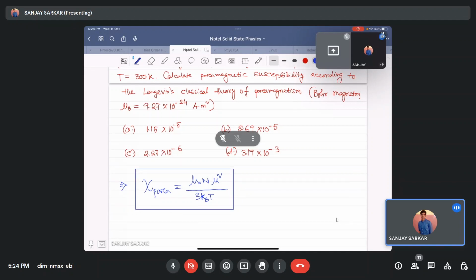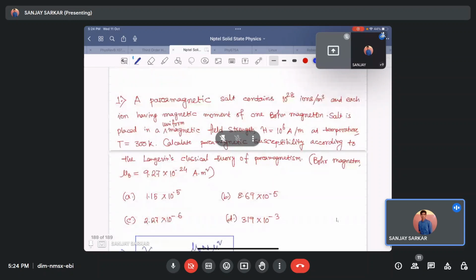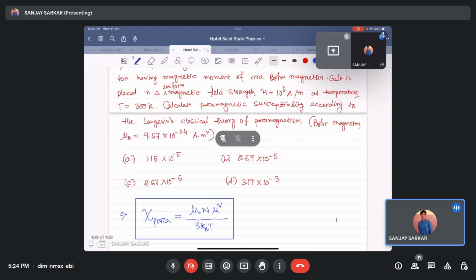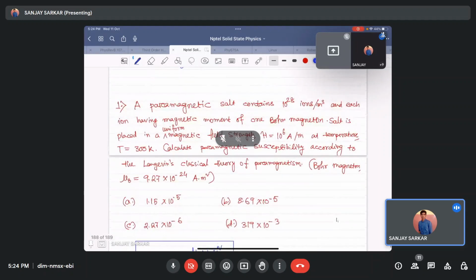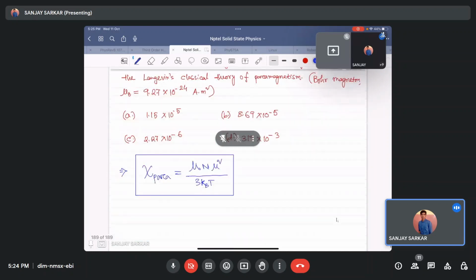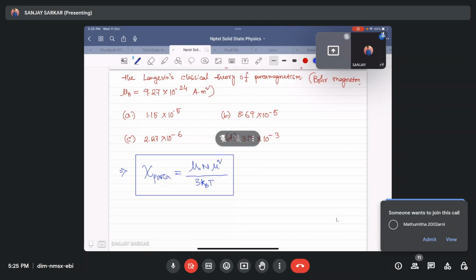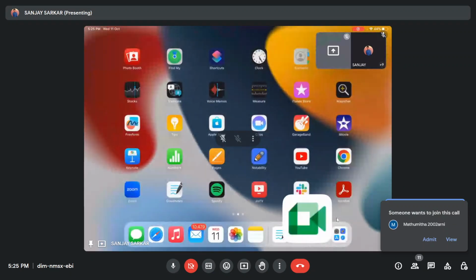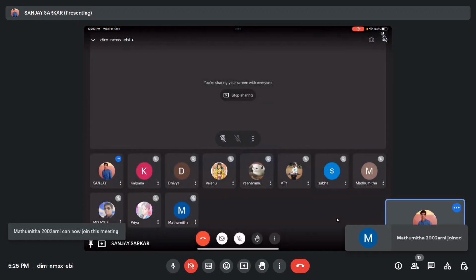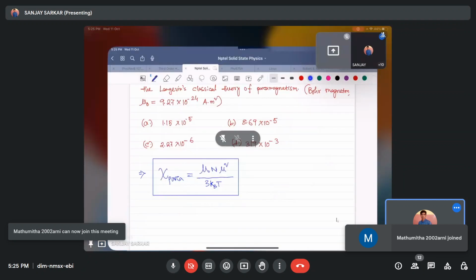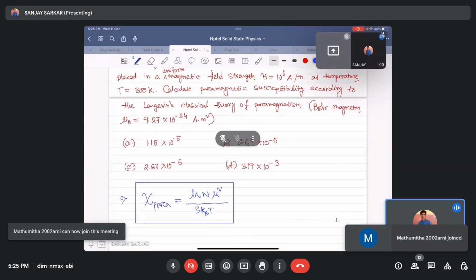Here mu naught is the permeability of free space, n is the number of atoms per unit volume, and n is also given in the question. Mu is the magnetic moment per atom, and T is temperature. So everything is given. So calculate this. It's just some numerics, and you can get the answer.